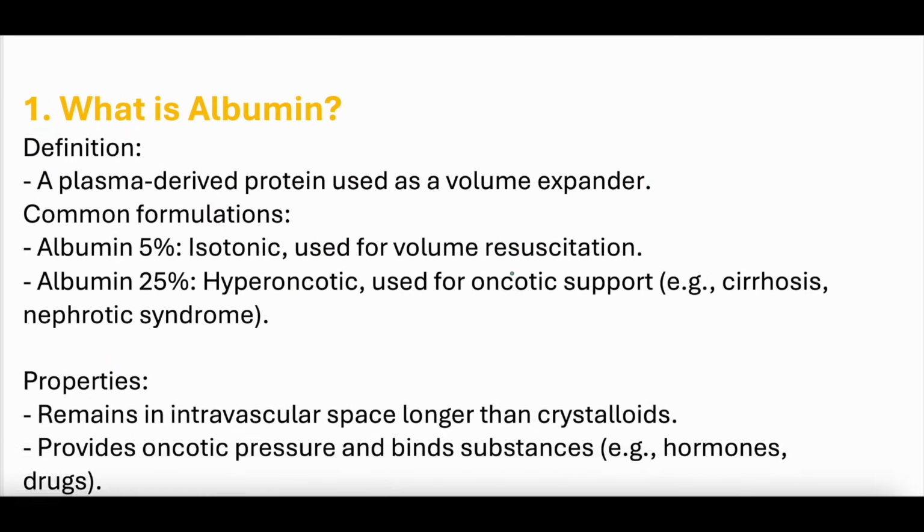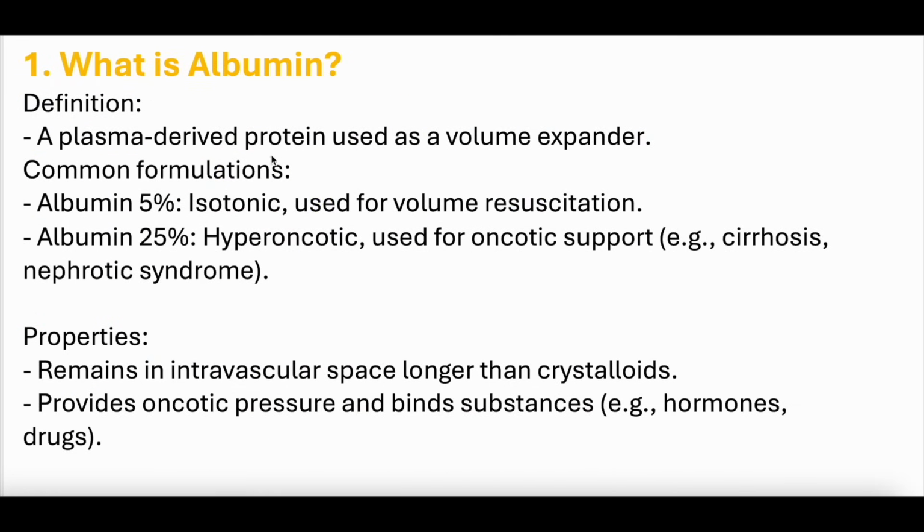All right, so what is albumin? Albumin is a plasma-derived protein, and some people call it a volume expander. And that's because it has that oncotic pressure, which we'll talk about in a little bit. The common formulations are both 5% albumin as well as 25% albumin. This is the percent of albumin in the fluid. So obviously 5% has less albumin in it than 25%.